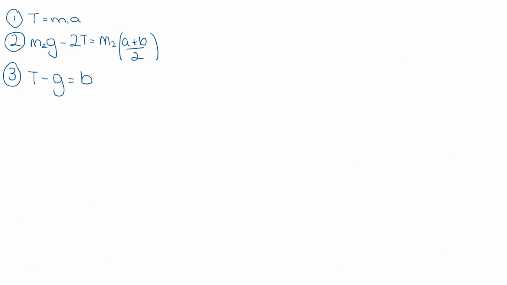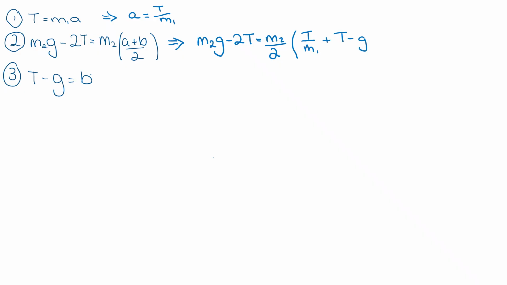So now that we have our 3 force equations, we're going to go through this as normal. We're going to isolate our A, which is just T over M1, and B is already isolated. We're then going to work with equation 2, and we're going to have M2G minus 2T. I'm going to pull out that 2 in front of the bracket, leaving me with just A plus B, which is giving us T over M1 plus T minus G.